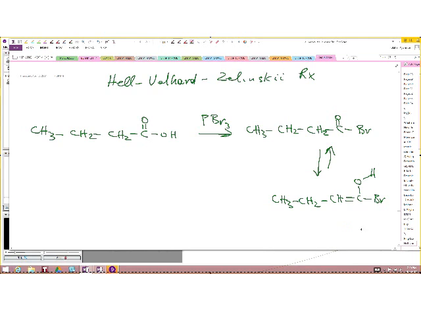Okay, this is your enol, acid bromide enol, and of course, you know the enol is always in equilibrium with the carbonyl. It is possible to reform the carbonyl and form a transient enolate. Of course, you don't need to write this mechanism unless we ask you to do that.